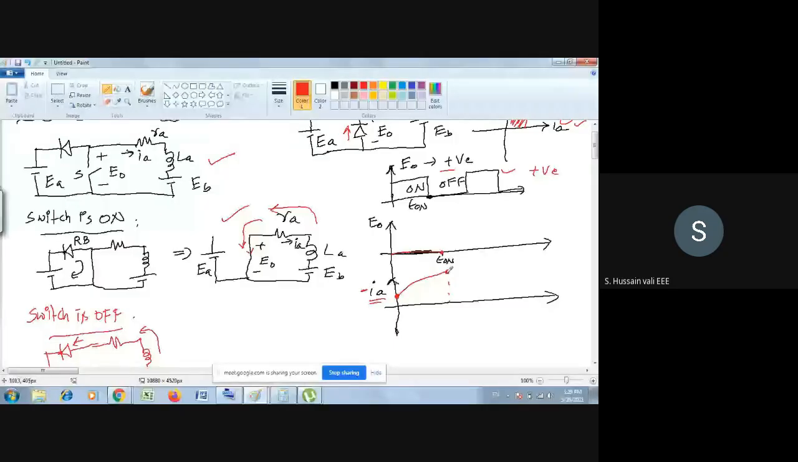Next status is that, yes, sir, please. Why do we take that reverse current, sir? Is it because of EB polarity, sir? Yeah, you can take it like this. It is because of EB polarity.